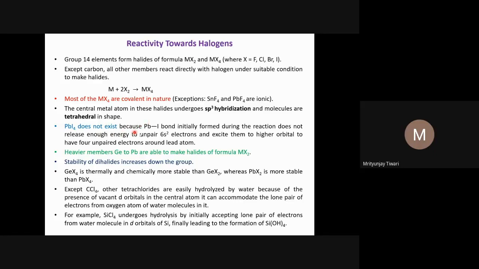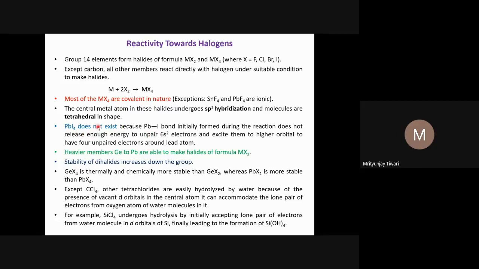PbI4 does not exist. One can consider the Pb-I bond as an ionic bond, or the Pb-I bond as a covalent bond. Iodine is much larger in size, so even for the ionic bond, because of the larger ionic radius of iodine, the lattice energy will be very low, and so lead will not form an ionic compound. The Pb-I covalent bonds are also weaker because of the larger covalent radius of iodine and lead both.